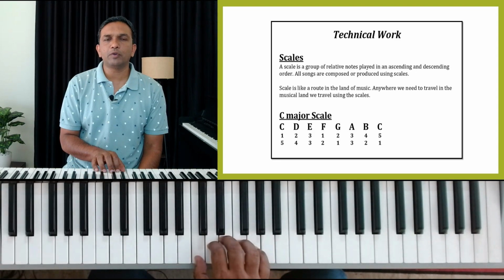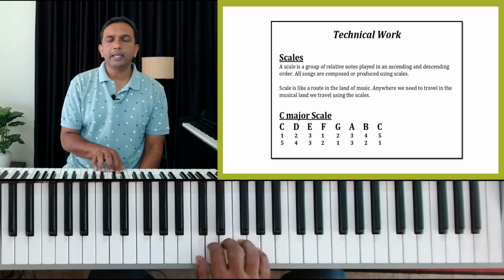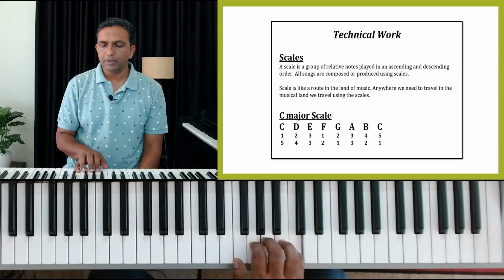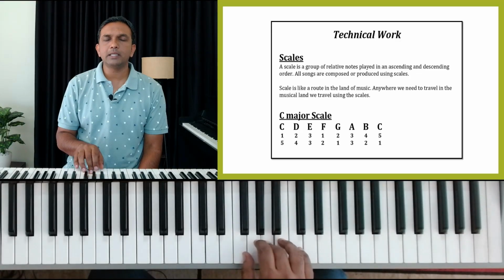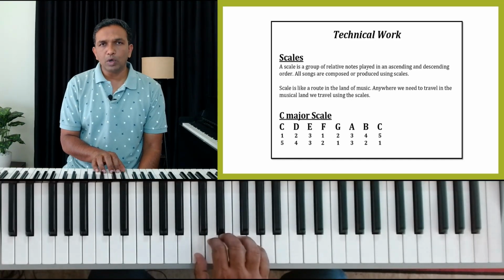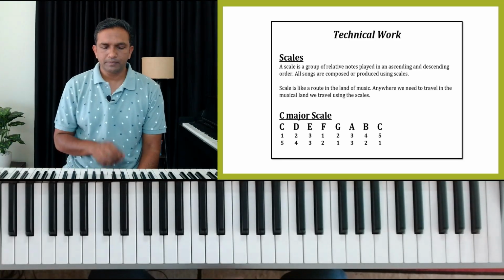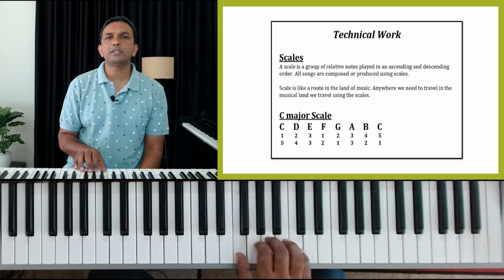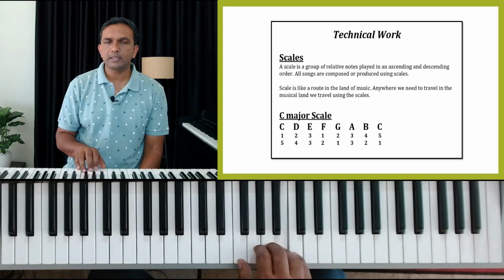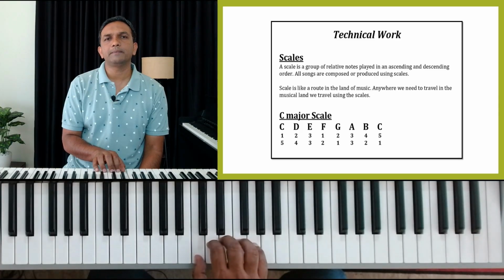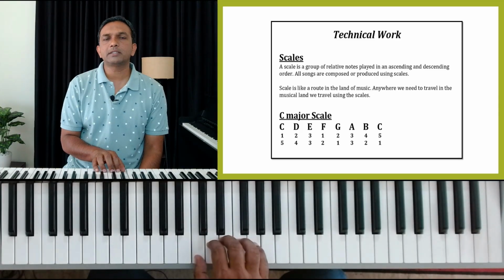Let me play that again for you. C, D, E, F, G, A, B, C. C, B, A, G, F, E, D, C. While you are playing it, play it slower. C, D, E, F, G, A, B, C. C, B, A, G, F, E, D, C. That is the C major scale played on the right hand.